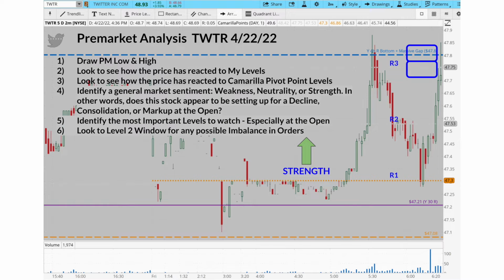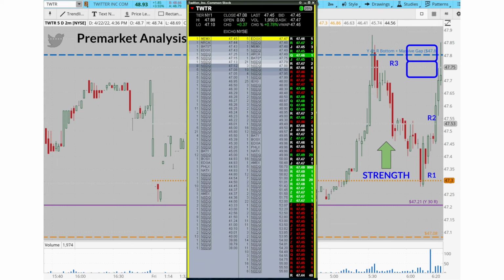All right. So number 6, we're going to look to the level 2 window to see if we can see any imbalance in the orders. Here's a screenshot of the level 2 on Twitter on this day, 4/22. Depending on whether or not you are super familiar with level 2, you may want to go Google some. There's a million videos about level 2, what everything means, how they work. I'll cover some basics here, and again, this is just one little tool that we use. It doesn't tell you everything you need to know. It tells you one of the tools.